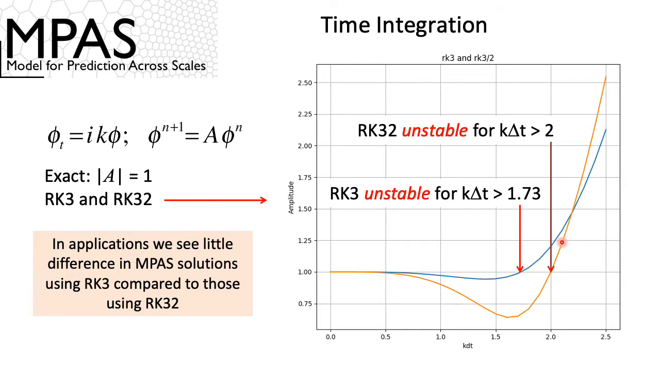And what we see in applications is that there's very little difference between those two solutions. We do not see anything we can point to which suggests that the accuracy is compromised. Stated another way, we believe that the errors in the solution are dominated by the spatial discretization and by the physics and not the time integration. Hence, we can use a somewhat less accurate time integration that allows us to use somewhat larger time steps.